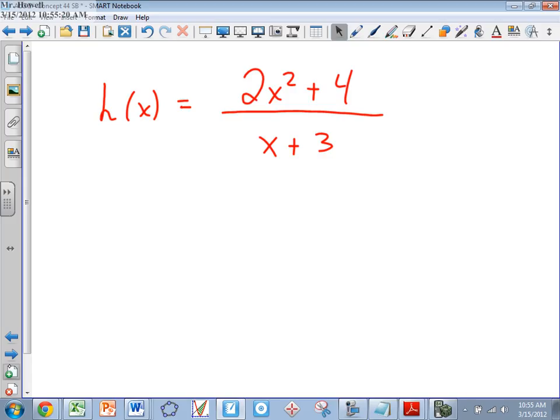Guys, don't forget the 0 placeholder. There's no X term in the numerator. So when you use synthetic division, it should be 2, 0, 4. 204.